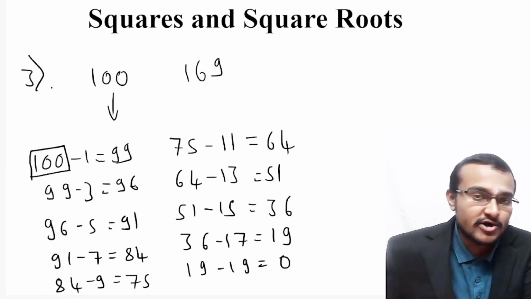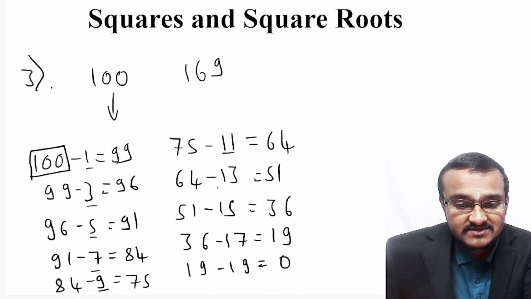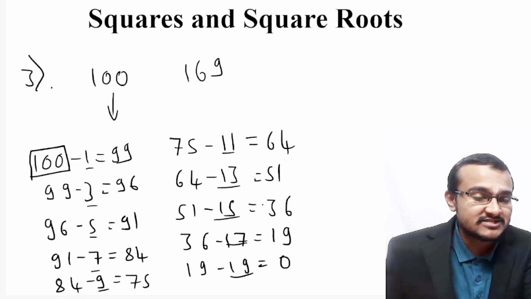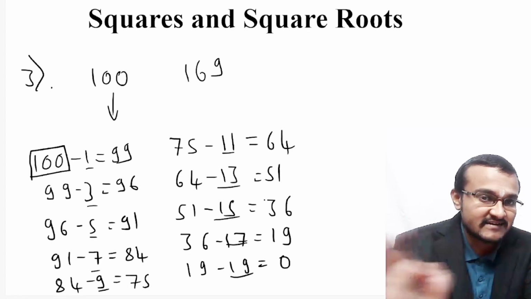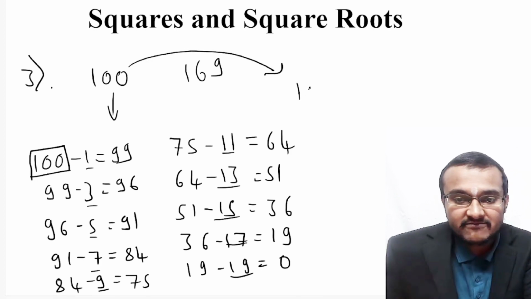So how many odd numbers have we subtracted here? 1, 2, 3, 4, 5. This is 5. 6, 7, 8, 9, 10. That means 10 times we have subtracted odd numbers starting from 1. So the square root of 100 will be 10. So 10 is the answer for this 100.